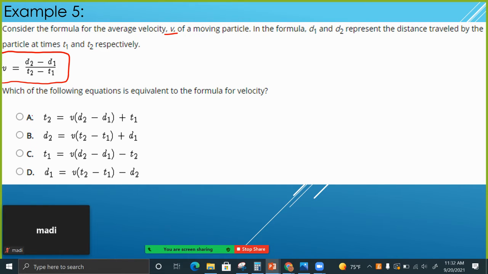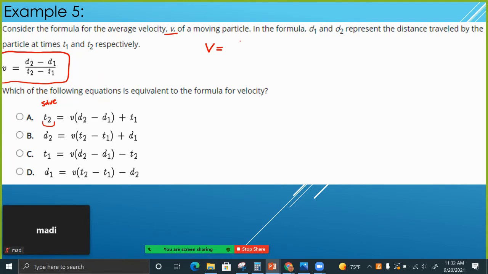Basically, they're asking us to solve the velocity formula 4 times. They want us to solve it for D2, D1, T2, and T1, and then match that up with our options below. So let's just do this. I'll do it in order of A, B, C, or D. For A, they're solving for T2. So I'm going to write down the velocity formula and then solve it for T2 and see if it matches up with option A.